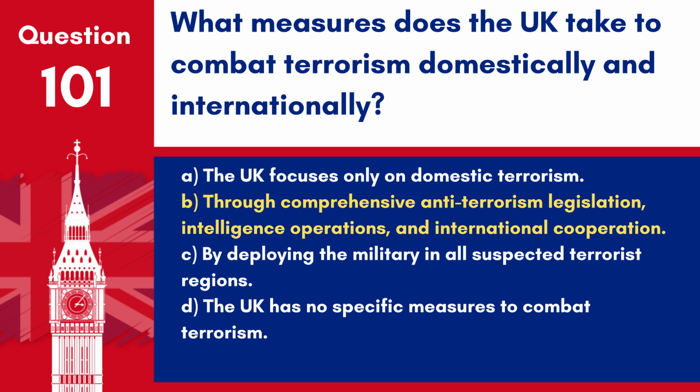Answer: B. Through comprehensive anti-terrorism legislation, intelligence operations, and international cooperation. The UK combats terrorism through a combination of robust legislative frameworks, extensive intelligence and surveillance operations, and collaboration with international partners to address threats both at home and abroad.